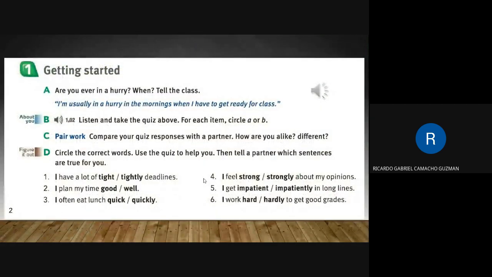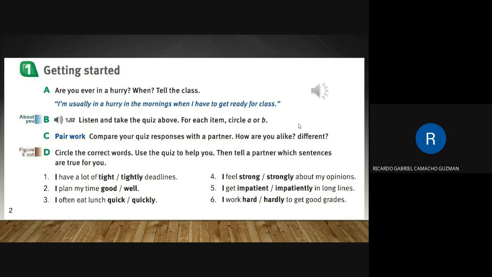All right. Now, what we have here is an exercise in which we are going to circle the correct words about each one of the sentences that we have here. This is an exercise from the Touchstone Student's Book, Level 3. Okay. This is an exercise in which we are going to check out the uses of adjectives and adverbs.